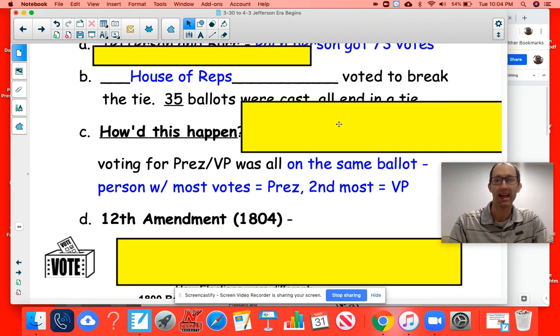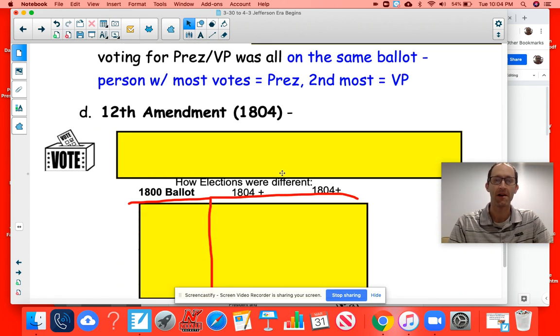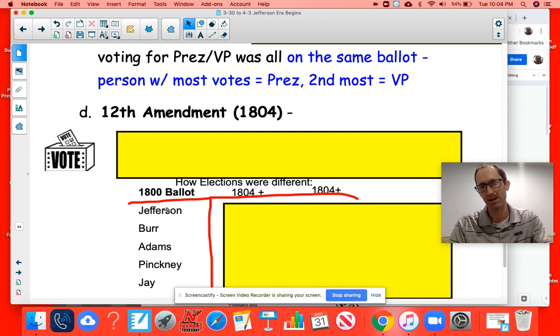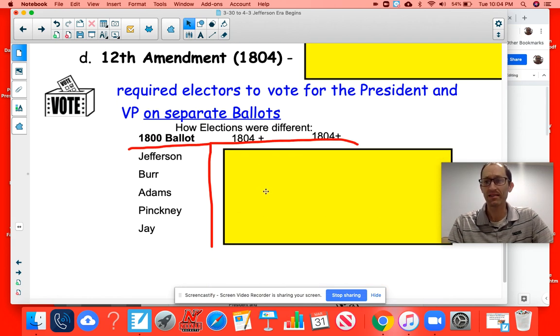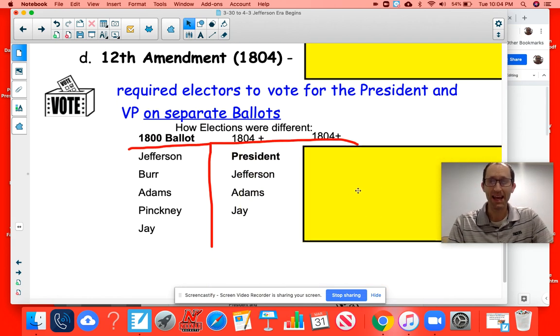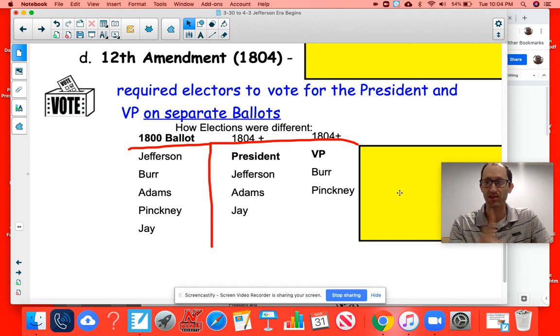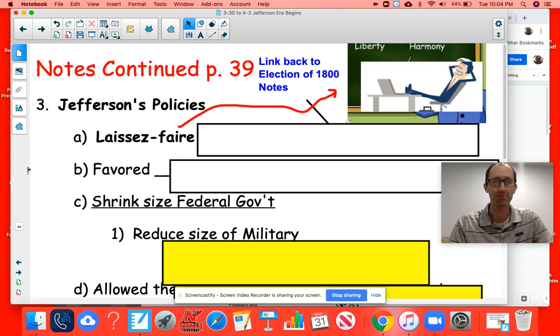How did this happen? It happened because everybody was on the same ballot. Here's how that looks, boys and girls. Everybody's name: Jefferson, Burr, and Adams. That made it confusing. The person who got the most votes would become president, the second most, the vice president. Since then, with the 12th Amendment in 1804, we have 2 separate ballots. You vote for president, you vote for vice president. It's that simple. All right, on to the next page.